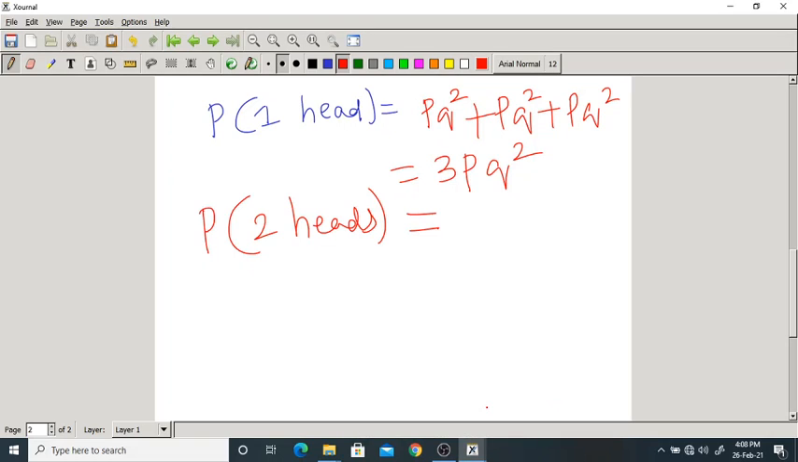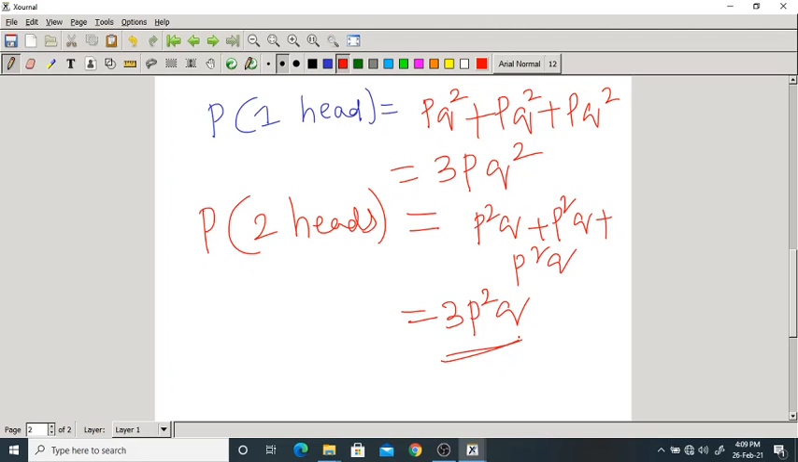How many are there? 3. So obviously p square into q plus p square into q plus p square into q. Total it is also 3 into p square into q. Correct? 3 heads. What is the probability of getting 3 heads?